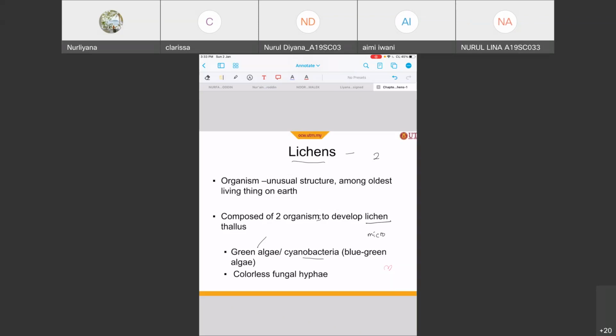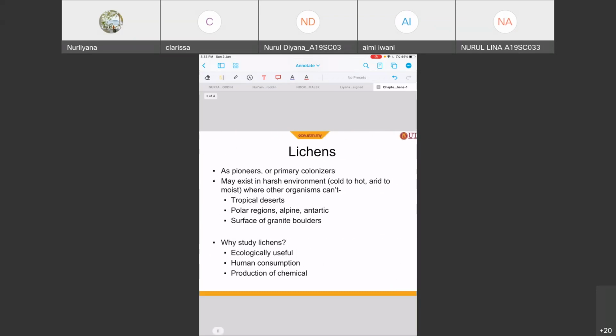But if it is a macro, dia is not suitable for development of lichens because it requires a small or micro type of algae because it needs to be embedded into the organism. So they mainly are composed of the micro types of algae. So this is the function of lichens.